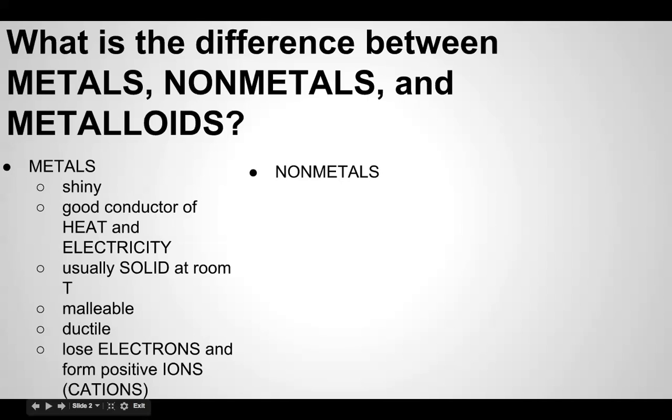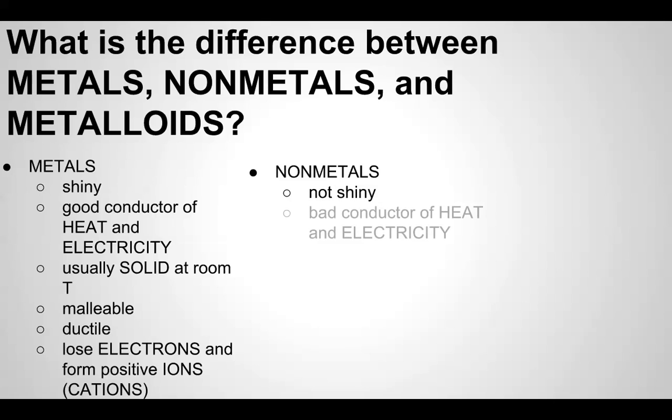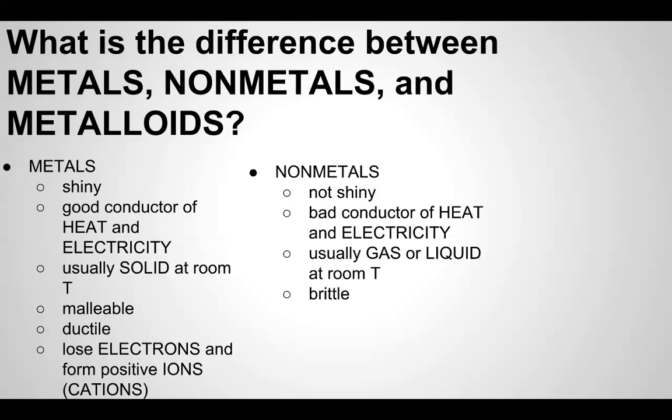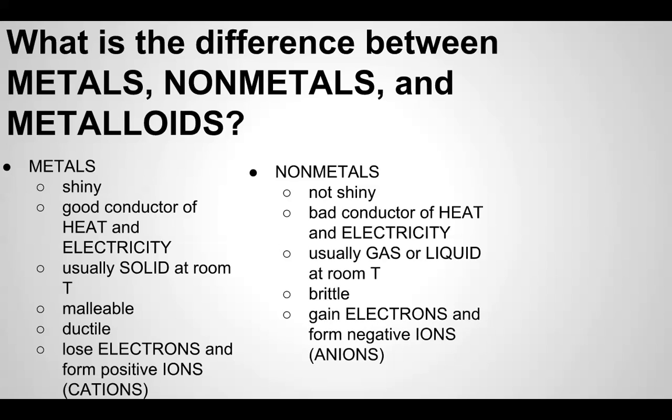On the other hand, nonmetals are basically the exact opposite of metals. They're not shiny, they're dull. They're poor conductors of heat and electricity, meaning they're more like insulators. They're usually gas or liquid at room temperature. They're brittle, which means you can't really bend them. They just kind of fall apart if they are solid. And they gain electrons to form negative ions, which are called anions.